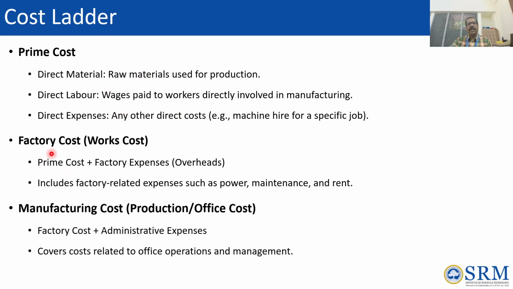Then what is factory cost? Adding the prime cost with the factory expenses, the overhead charges. This includes factory related expenses such as power, maintenance and rent, which come under your overhead charges. Then what is manufacturing cost? Adding the factory cost with administrative expenses. So what are administrative expenses? They cover costs related to office operation and management. Along with the factory cost, we get the manufacturing cost.